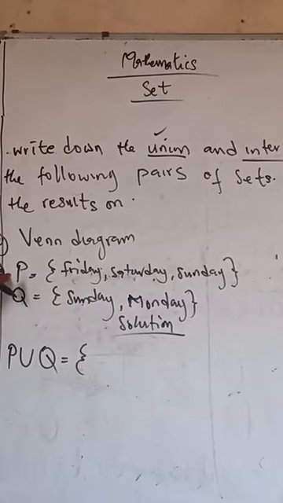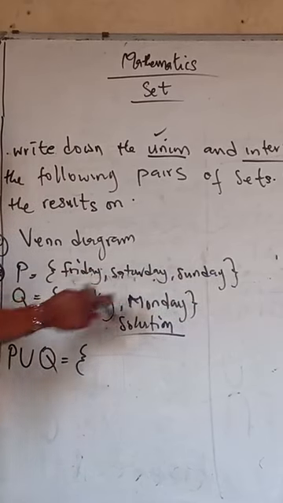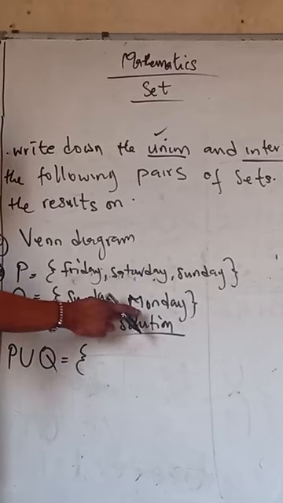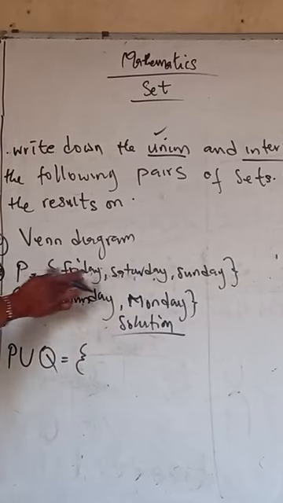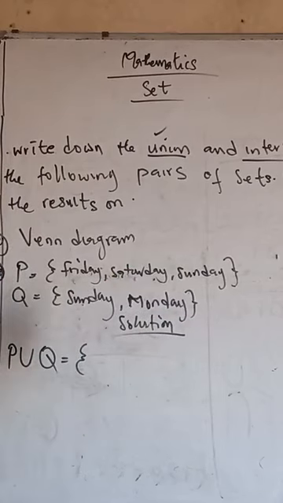Now if you check P, you have Friday, Saturday, Sunday. And Q, you have Sunday, Monday. Remember, P is Friday, Saturday, Sunday, and Q is Sunday, Monday. I told you, union is a procession of A and B, or you can say the combination of A and B to produce C.